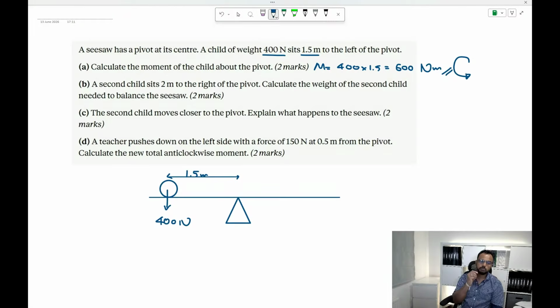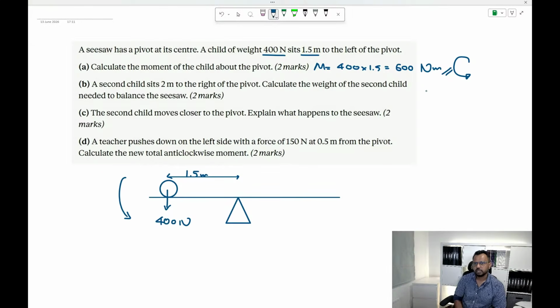Guys, it is really important that you mention it's anti-clockwise. If you just put 600 Newton meters, you're likely to get 1 out of 2, right? Because it's to the left of the pivot, so we know it creates an anti-clockwise moment, obviously. So you can write the word anti-clockwise within brackets, or you can just draw the curl arrow. Either way, you just need to mention the direction.